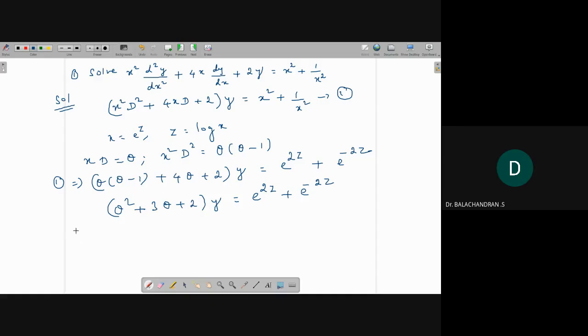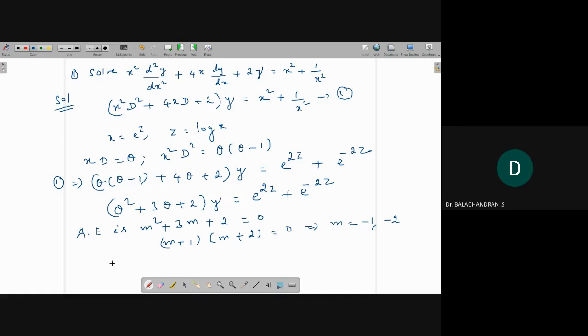What is the auxiliary equation? The auxiliary equation is m square plus 3m plus 2 equal to 0. So m plus 1 into m plus 2 equal to 0. This implies m equal to minus 1 and minus 2 are the roots of the equation.